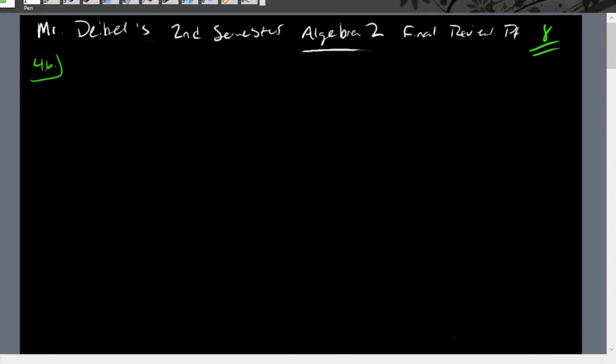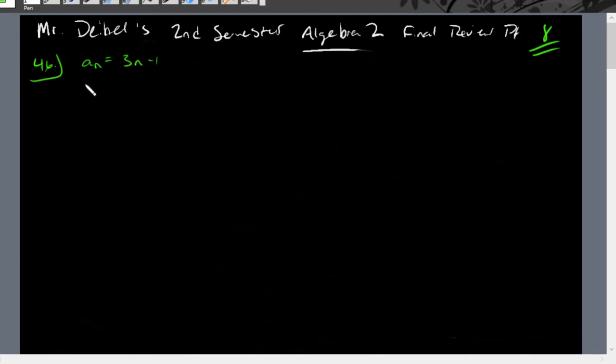So this is the first group of problems over sequences and series, what many people think is the easiest thing we've done in a while. The first group of problems says, given the general rule for the sequence, generate the first 5 terms, then find the 10th term using the formula. So I'll write down the formula. A sub n equals 3n minus 1.